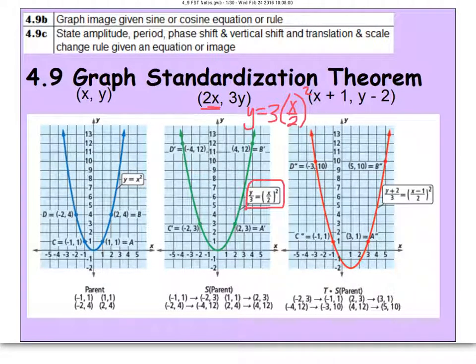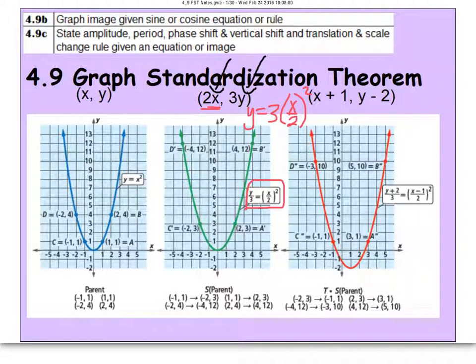Now look at the ordered pairs to see what's happened. They took the original ordered pair of -1, 1, and all they did was put -1 in for x and the 1 in for y. When you put in that ordered pair, it now switches to -2 and 3. And they did that with all the other 3 ordered pairs. Notice -2, 4 goes to -4, 12. And now we see the actual stretch.